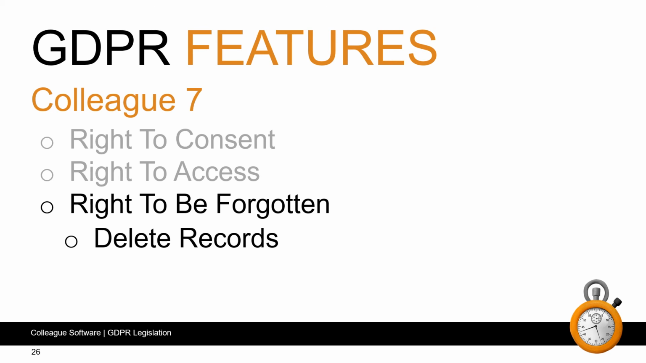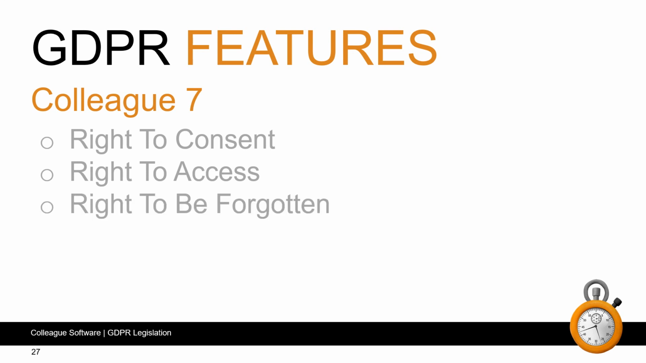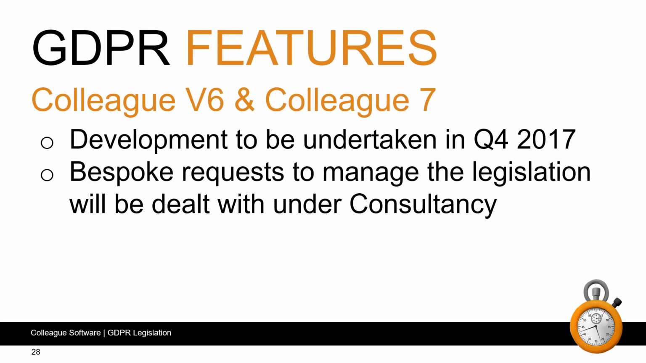Right to be forgotten will entail the same workflow as discussed against version 6, with a full data wipe of the record and its associated history logs against other entities. This development will be undertaken throughout the fourth quarter of 2017. This will ensure that we have everything in place long before the legislation comes into effect. Any bespoke requests to manage the legislation will be dealt with under consultancy.